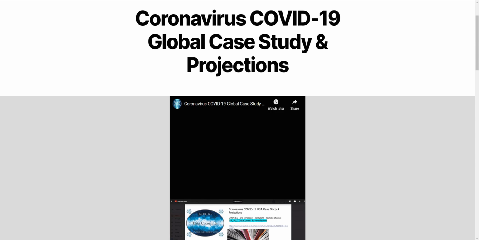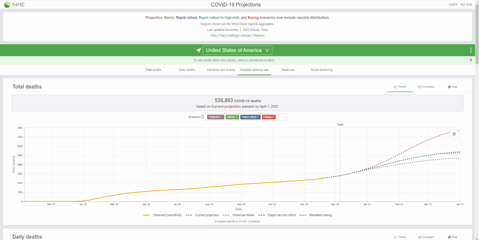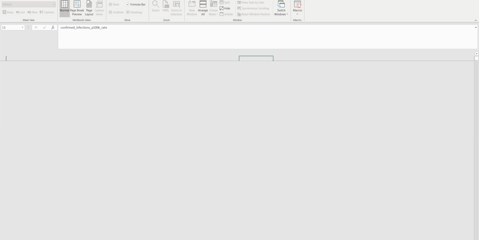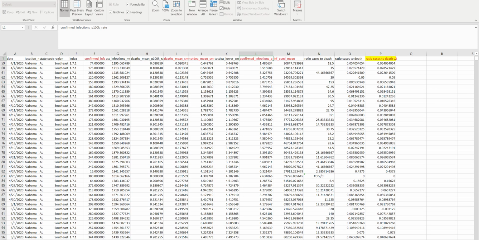So in order to better understand this, we are going to look at data that comes from, first of all, the IHME, that's the Microsoft Bill Gates sponsored organization, as well as the Oxford Our World in Data. And we are going to specifically look at the following key metrics. And here's that data. As you can see, the data has been smoothed and cleaned by them, and we're using this exact data set.